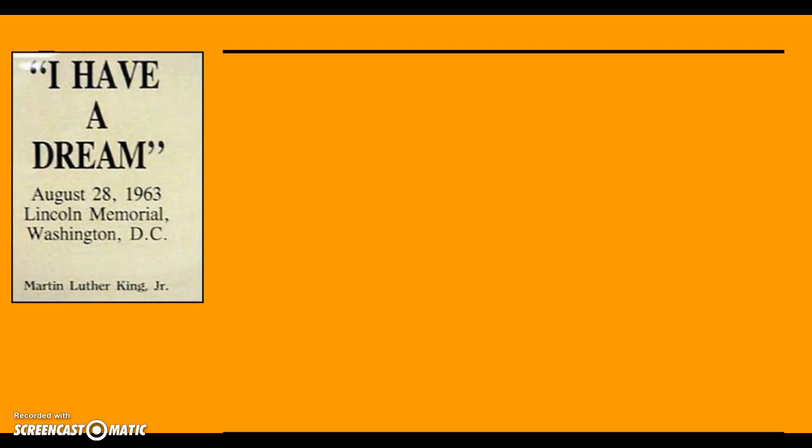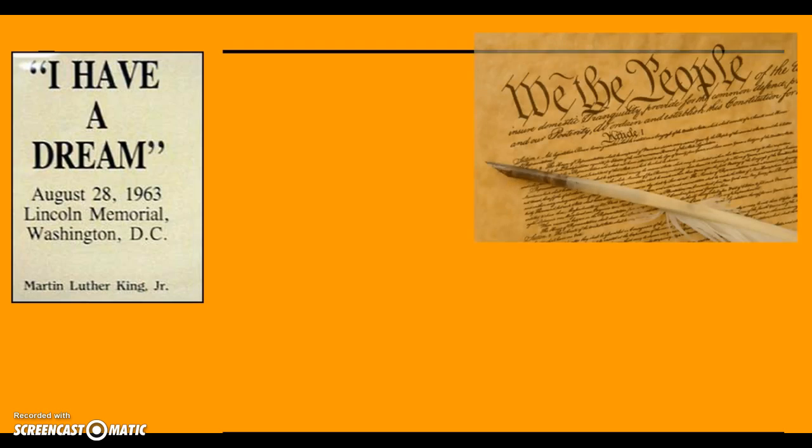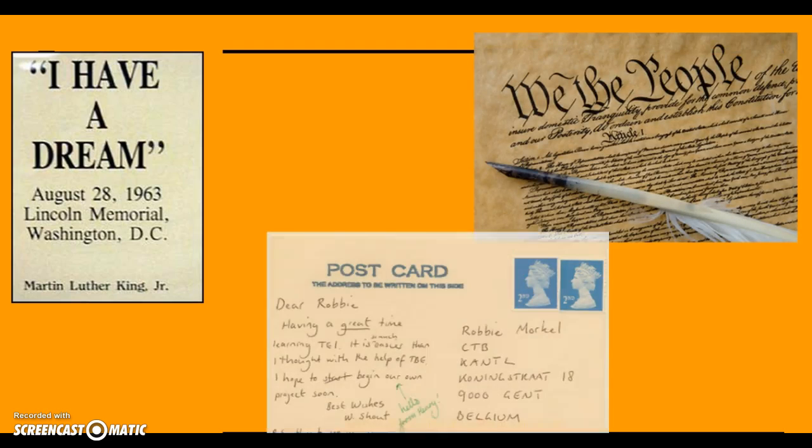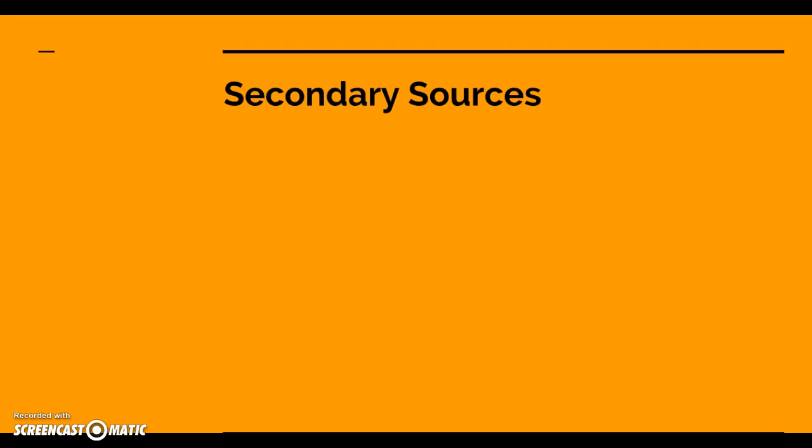The I Have a Dream speech by Martin Luther King is a primary source, and it would show you what the civil rights movement was like in 1963. It's okay to use that. Declaration of Independence, a postcard: primary sources we can use. If it's not a primary source, though, we want something that is more recent.